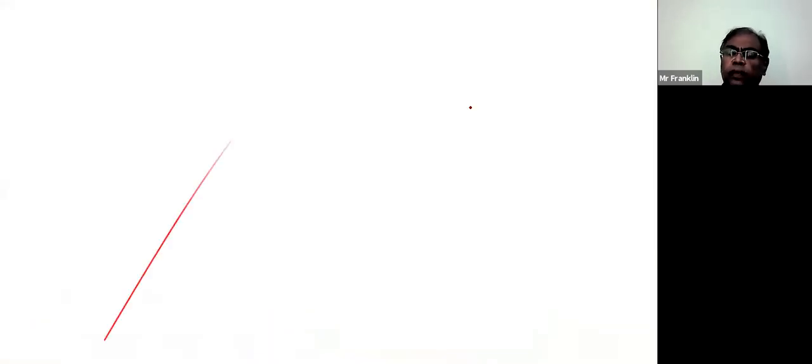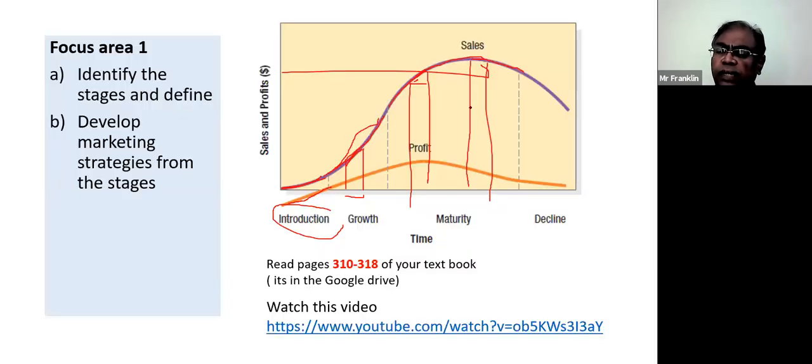Okay, so basically it covers the different stages of a product life cycle: introduction, growth, maturity, and decline. At the introduction, the product is introduced into the market. For example, the iPhone, when it first came into the market, was introduced. The sales are slow, because people are just getting to know about the product.